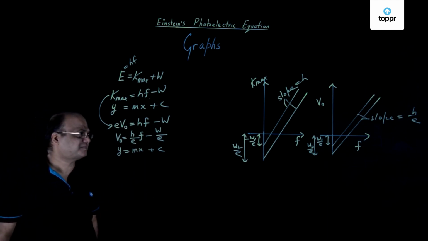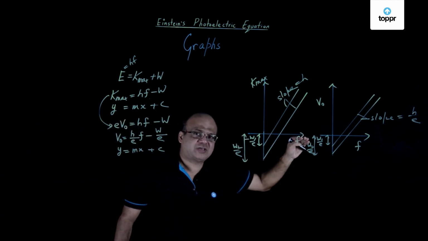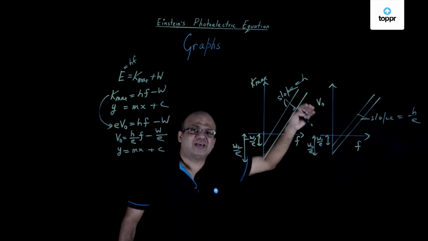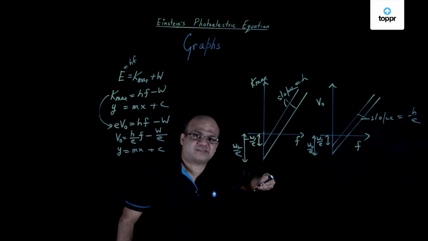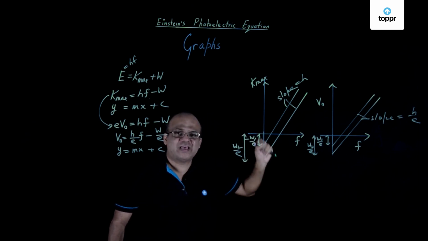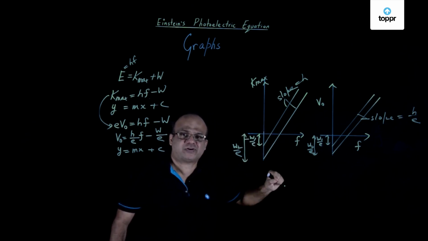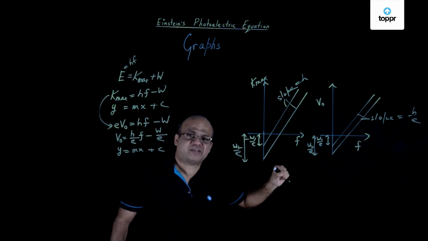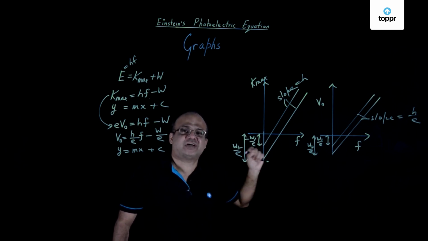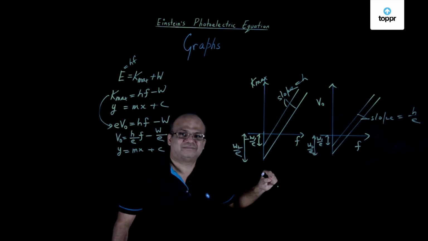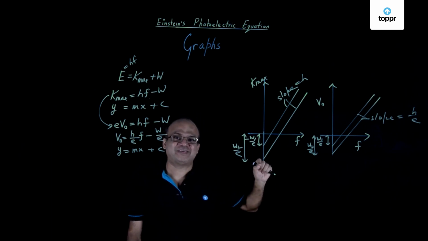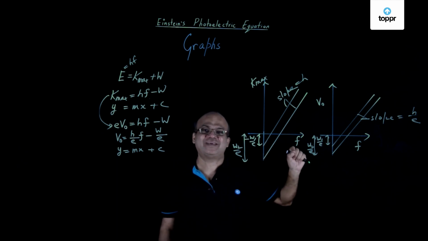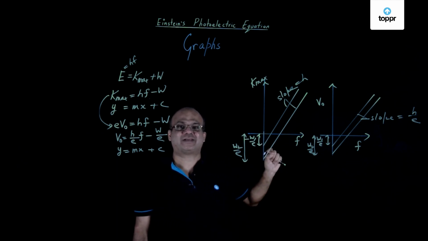Remember that. When we plot stopping potential against frequency, again we get a series of parallel lines whose slope is Planck's constant by charge of electron and whose y-intercept is work function by charge of electron. So this is what is very important for us to remember in Einstein's photoelectric equation.